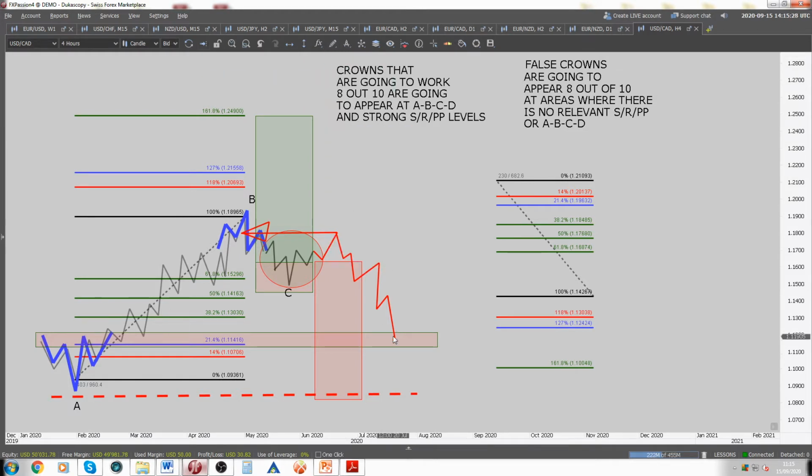So this crown and this next crown are in two different spots. Remember, everybody, sometimes a crown that has nothing to do with anything is going to appear, low probability, but still it is going to work. But remember, false crowns are going to appear 8 times out of 10. Just because you are going to win some doesn't mean that those are not false crowns. So we need to pay attention to support, resistance, pivot points, A, B, C, D levels.